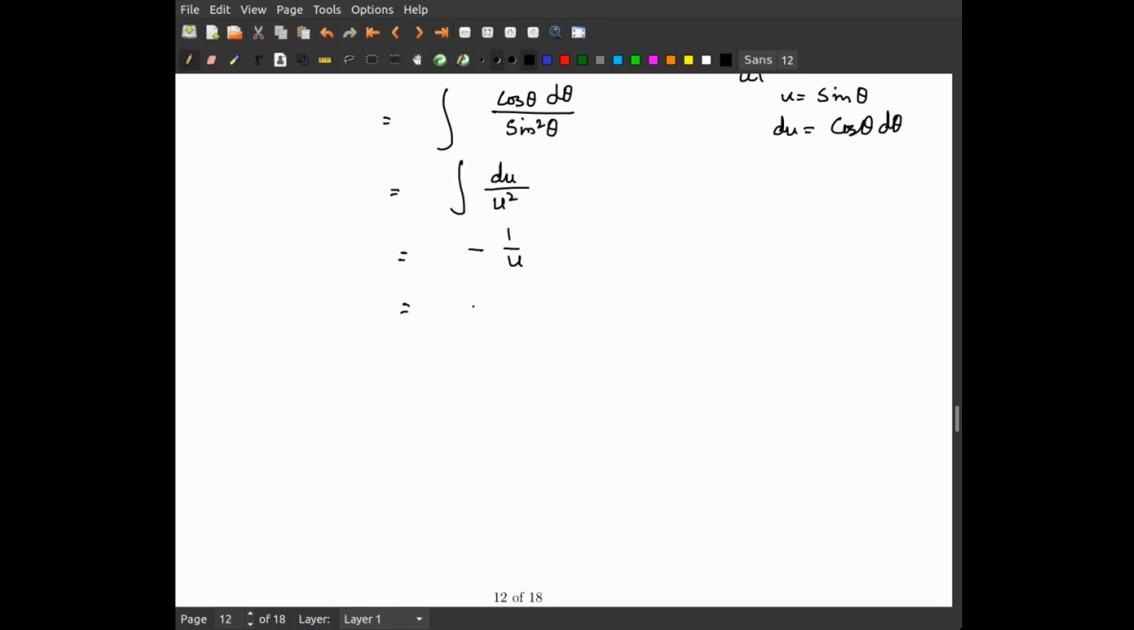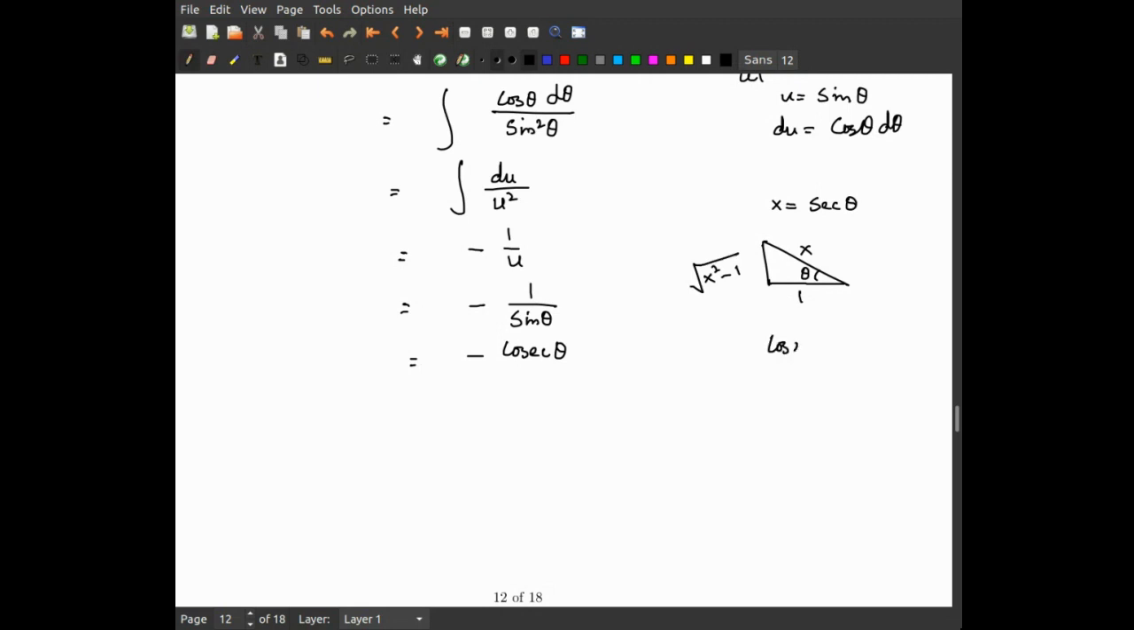So let's see. So what do you have? We have negative 1. Instead of u, we have sine theta. So that means negative cosec theta. But again, we don't want cosec theta. We want x. So let's do. So our problem started with x equal to secant theta. And we know x equal to secant theta. If you draw this one, then if it is the theta, then secant theta means hypotenuse by adjacent. So that means this is x, this is 1, this is x square minus 1 square root.